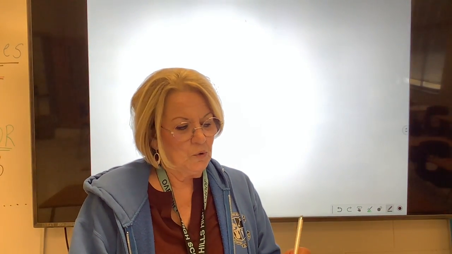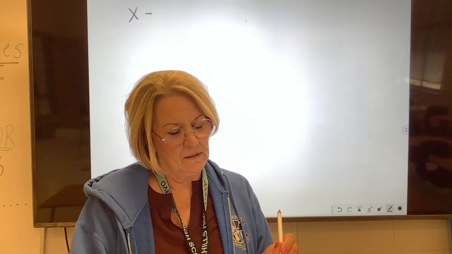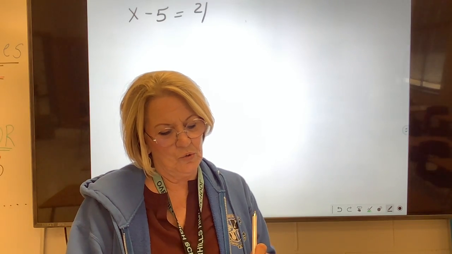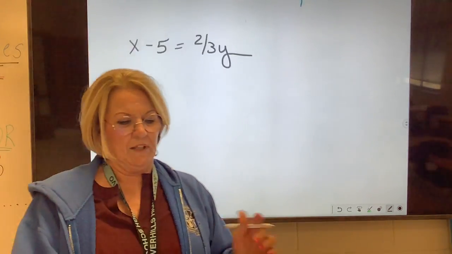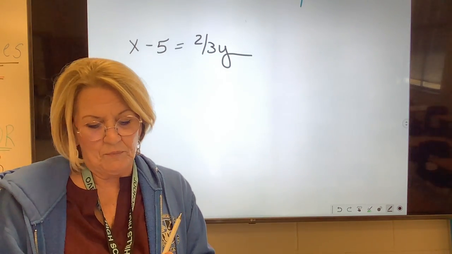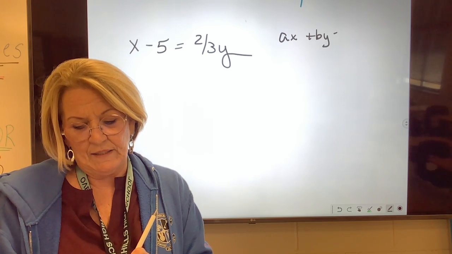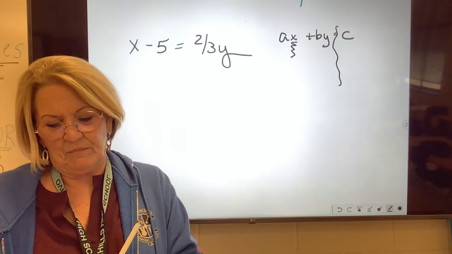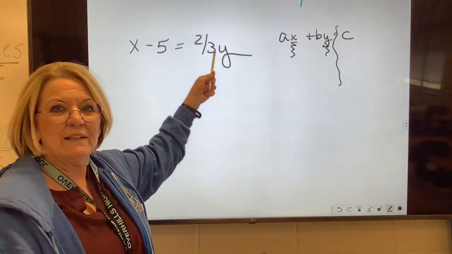Let's try another one. Let's do x minus 5 equals 2/3 y. Well, that one's all jacked up, okay? Because standard form is ax plus by equals c. On the left-hand side, I must have my x's and my y's. But here, I got my y on the right-hand side.